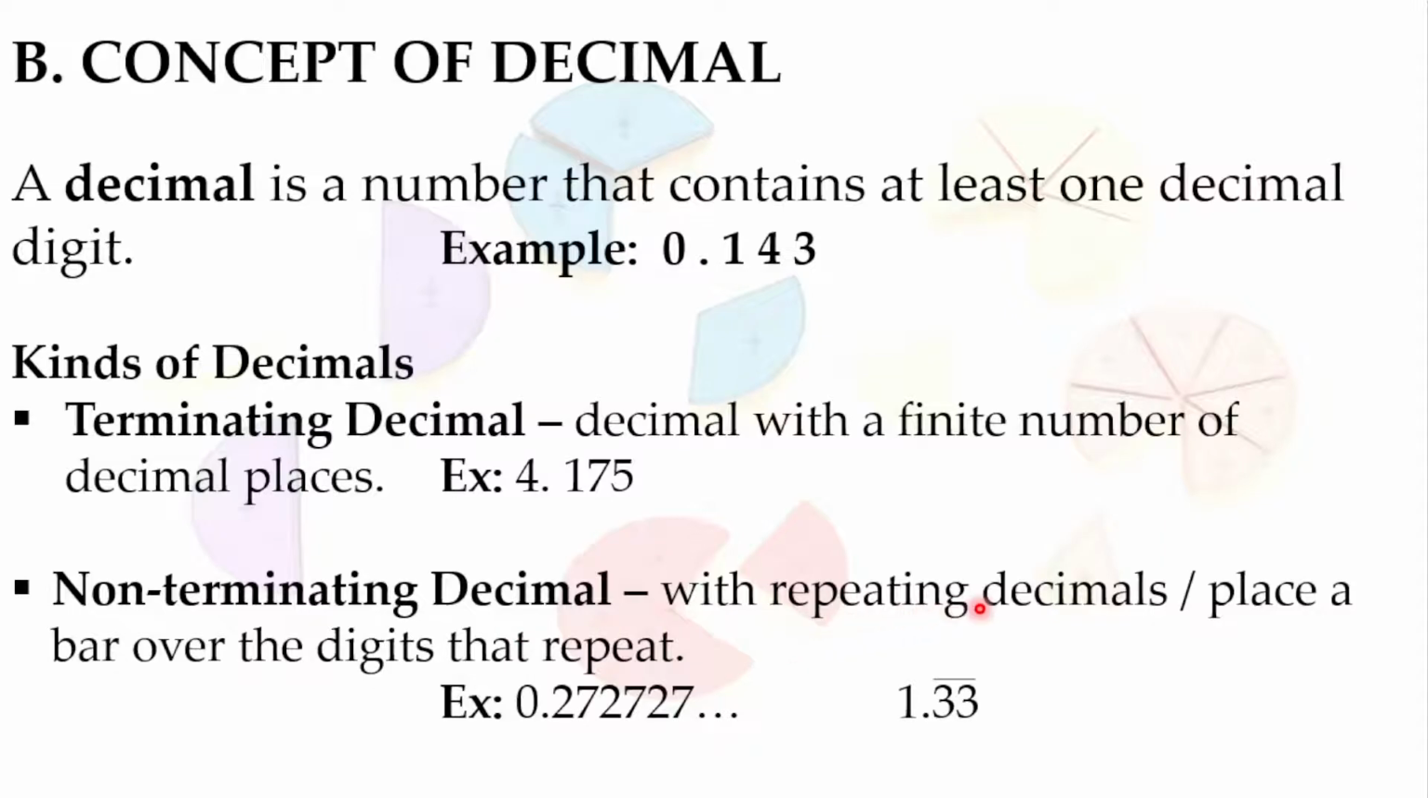It is repeating decimals or place a bar over the digits that repeat. So, here, you can see that 0.27, 27, 27, and so on. Makikita nyo po na repeating decimals po yung 27. Okay? So here another one is 1.3. May bar na po siya sa taas. So, ang ibig sabihin po niyan, paulit-ulit na lang po na 3333 yung sagot niyan. 1.33333, ganun po. Okay? So, those are the kinds of decimals.